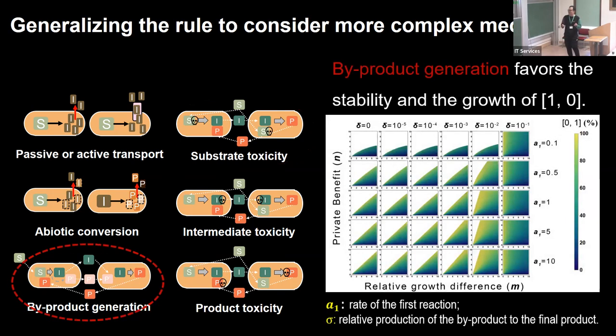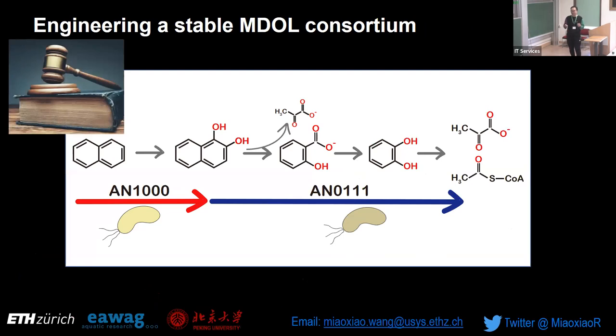Another hypothesis is that we assumed here that the final product is the only limiting resource to support growth. But actually, in some cases, the bacteria can also get some carbon source from the first reaction. We call this the byproduct generated from the first step. If we consider this situation, we can see that the community becomes more likely to reach stability. And we can quantify this process using two important parameters. First is the reaction rate of the first step, and then the relative production of the byproduct compared to the final product.